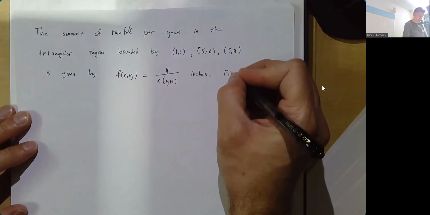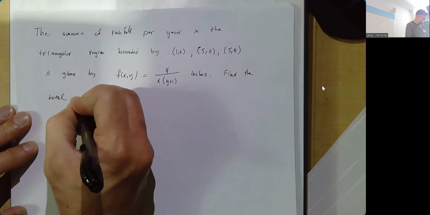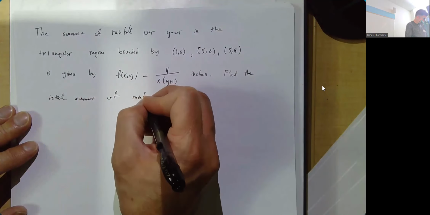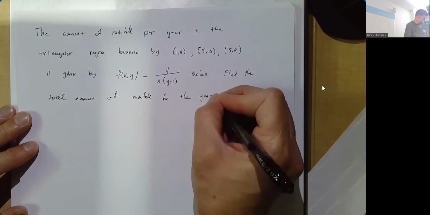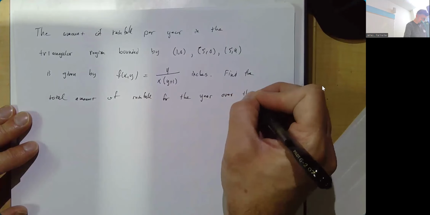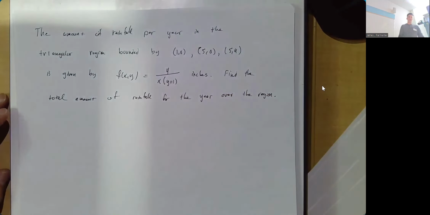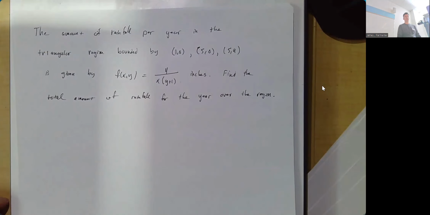Find the total amount of rainfall for the year over that region. Or without so many words, find the double integral of this function over the region we described with those points.